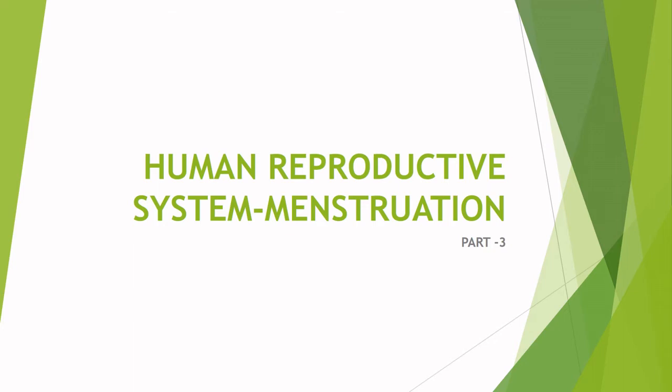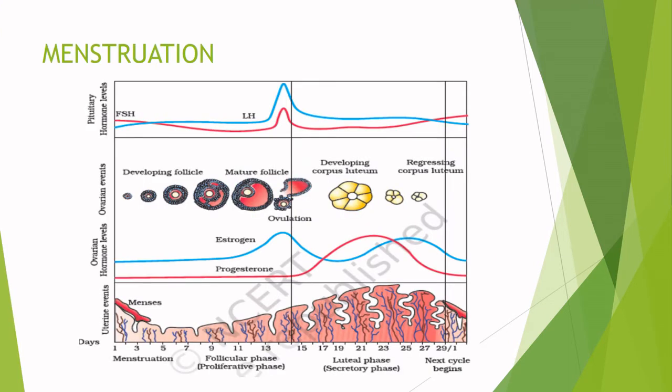Reproductive system. In this video, you will be learning about menstruation. Menstrual cycle. Menstrual cycle is the cyclic changes related to ovulation and secretion of ovarian hormones in the reproductive tract of anthropoid primates like monkeys, apes and humans.